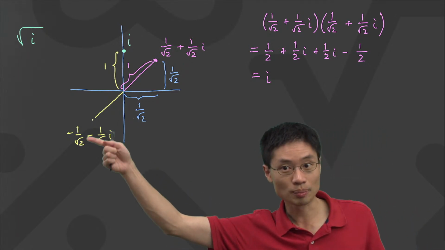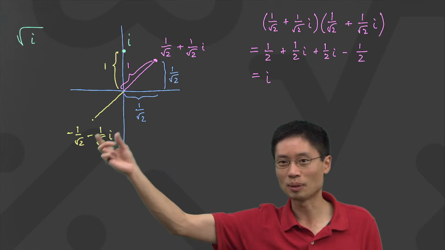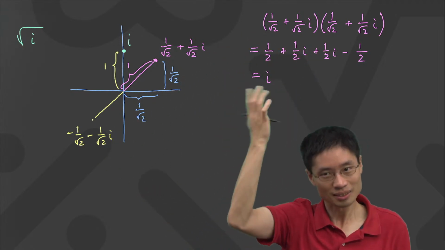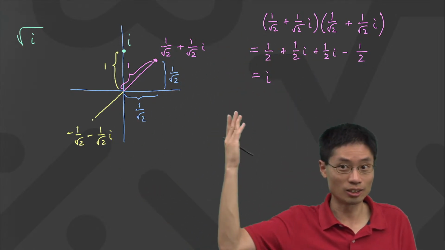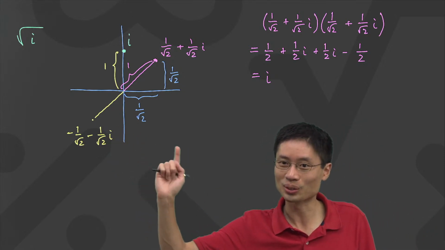And this guy, when I multiply it by itself, actually you can already see, if I just did that, it's just going to be a minus and a minus. Of course, minus times minus is plus, and you'll get the same answer. And if you think about it from the point of view of adding the angles, it's also interesting.